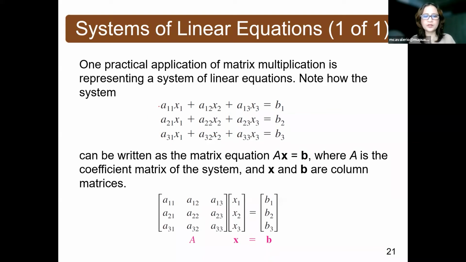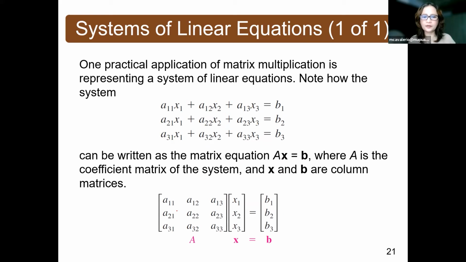What we're going to do is write it as a matrix equation AX equals B, where A is the coefficient matrix of the system and X and B are column matrices. So first of all, we are going to isolate all the coefficients and write it down as the coefficient matrix A. And then we're going to write down the unknowns, or the solution vector, x sub 1, x sub 2, x sub 3, which is your X. And then all the constants are in this column vector B.